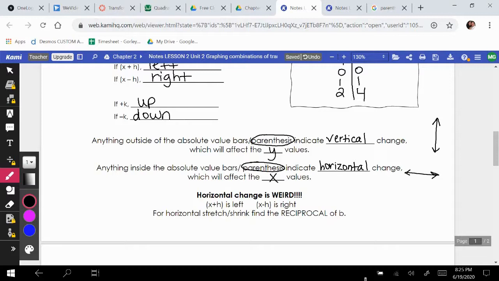Okay, horizontal change, remember, it is weird. X plus h is to the left and x minus h is to the right. For horizontal stretch or shrink, you have to find the reciprocal of b. The word reciprocal means to flip. So the reciprocal of 2 over 1 would be 1 over 2. The reciprocal of 2/3 would be 3/2.